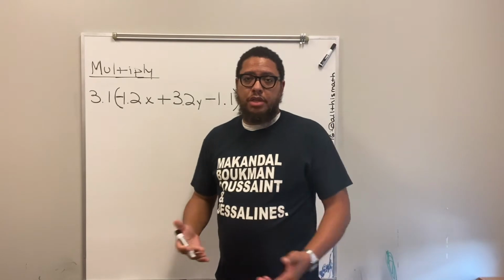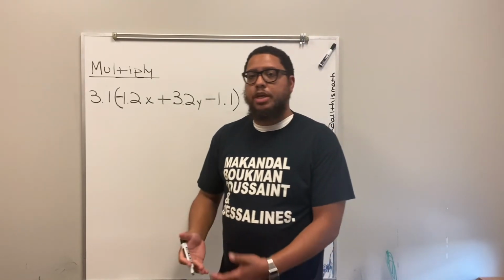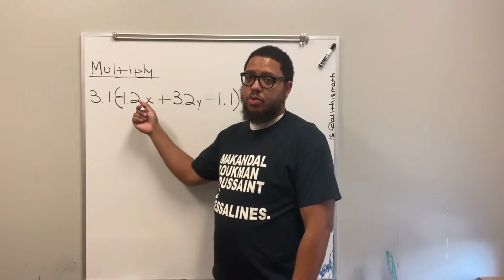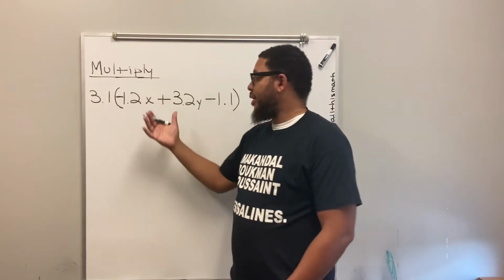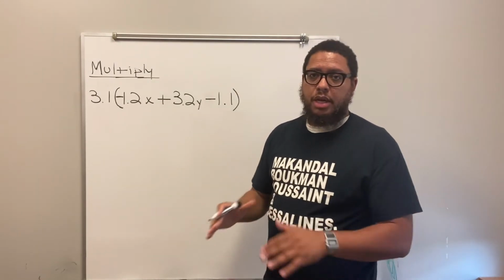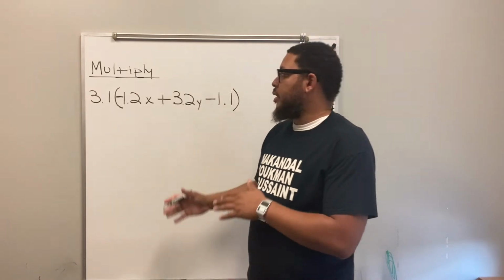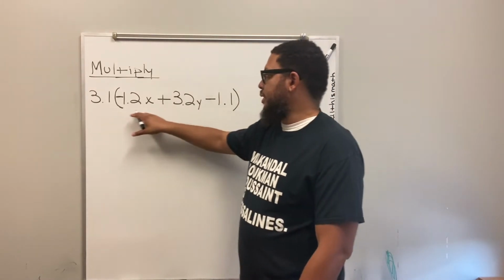We want to be fair. Think of it that way. You don't just want to give the 3.1 to the negative 1.2x. You want to give the 3.1 to everything. So we want to fairly and in an equitable way distribute the 3.1 inside this parentheses.